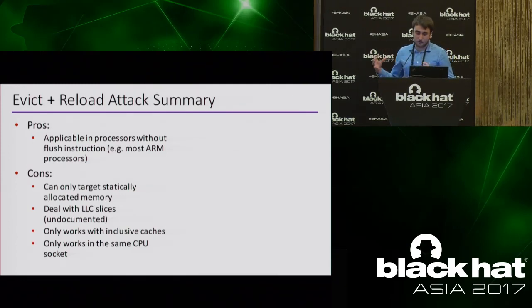This means that in Intel, for example, the cache is not only divided into sets, but also into slices that are selected with an undocumented function. But luckily, there are many works that have reverse engineered this function, and we can predict where our data will go. Also, it only works with inclusive caches, as we don't have any flush instruction now to invalidate data, but we just rely on evictions. And for the same reason, it only works in the same CPU socket.